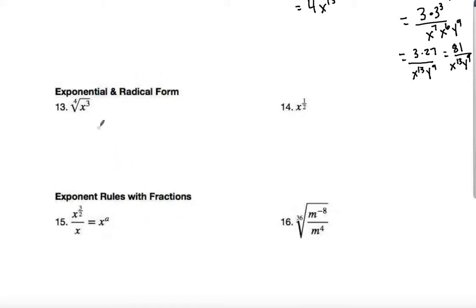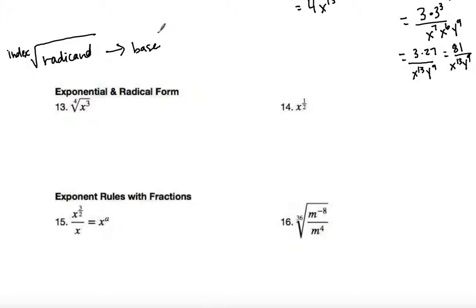Now, you can switch from what we call exponential form and radical form. Remember that we talked about how a radical has important pieces. You have your radicand, your index, and then your radical symbol. So, for example, if I had the fourth root of x to the third, I can switch it around and change it into what we call exponential form. Exponential form has a base and an exponent. But if I'm changing it from a radical to exponential form, I'm going to have an exponent that's a fraction.